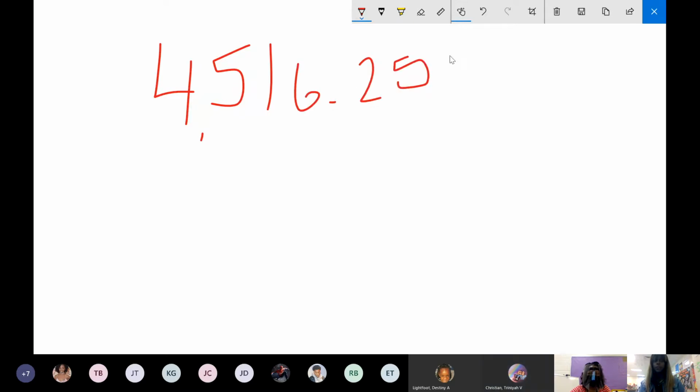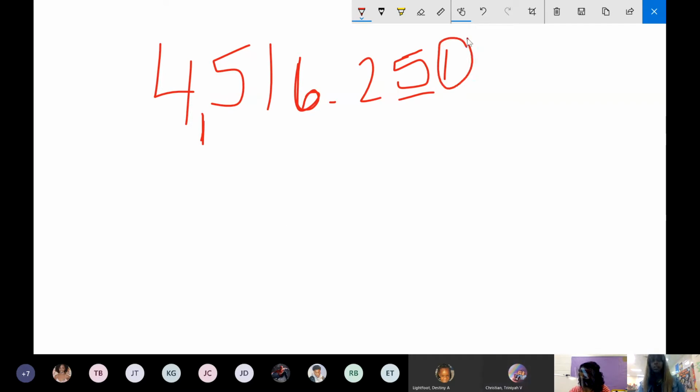Now we ready. Yes, so Trinaya, we had our 4,516 and 251 thousandths. And you were right. So the first step was to underline our 5. We underlined our 5. What was the second step that you took? Circle the digit to the right. What digit is to the right? 1. 1 is to the right.